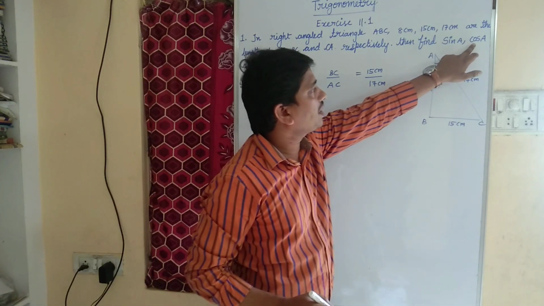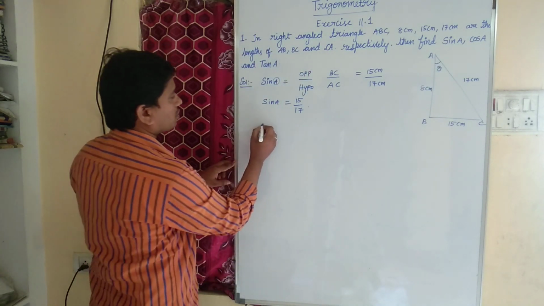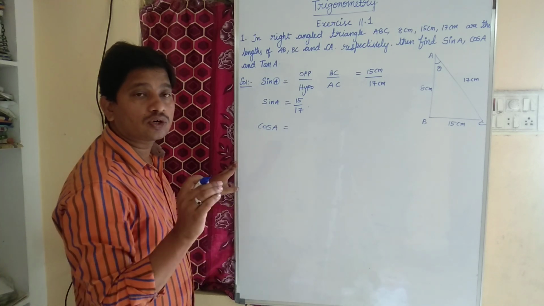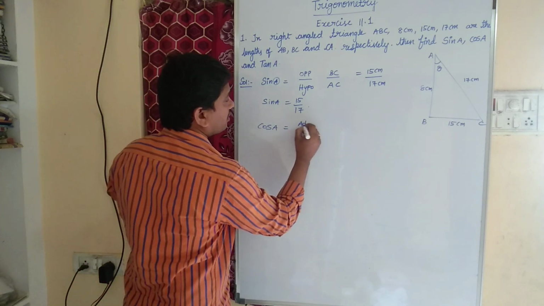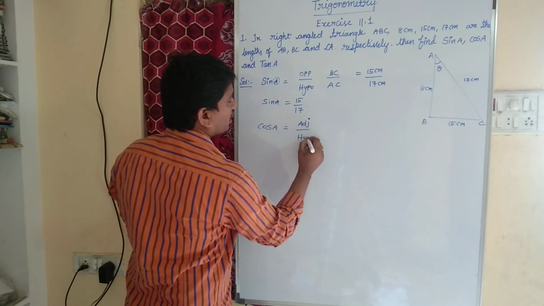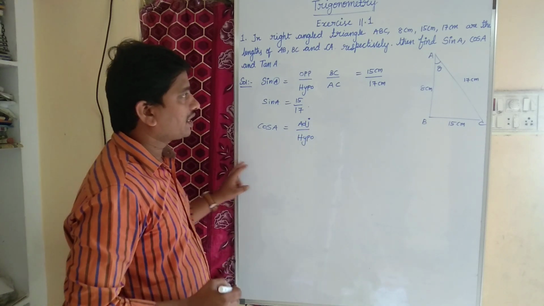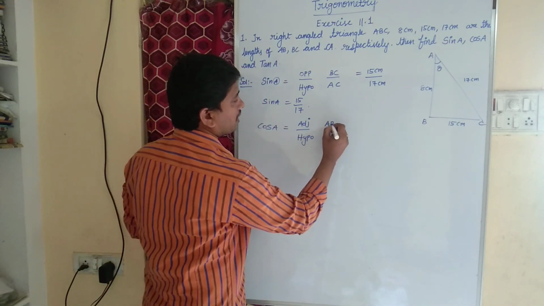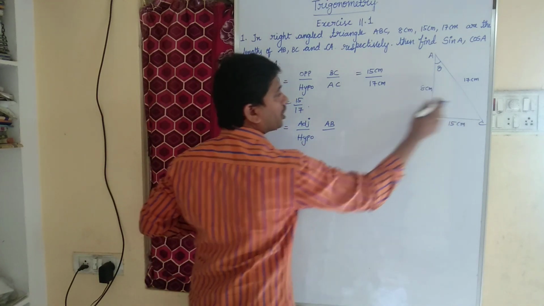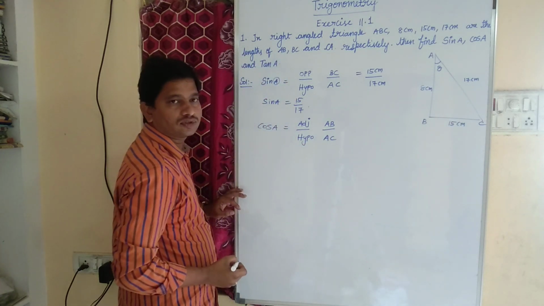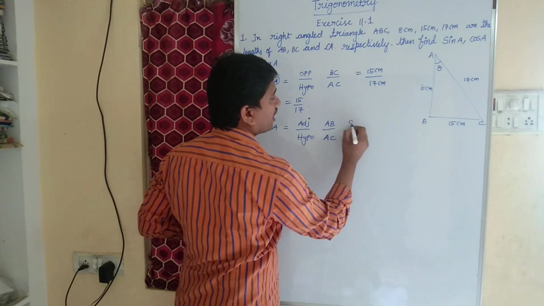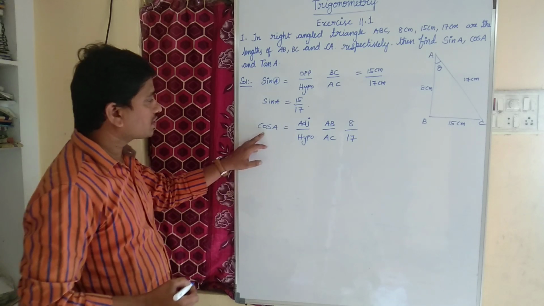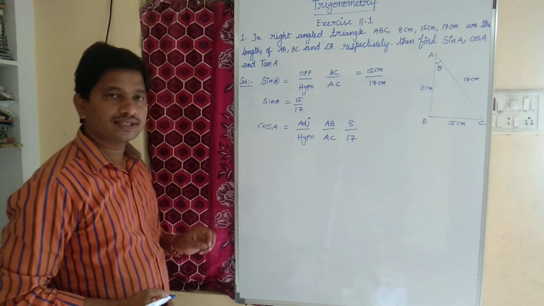Now the second one is we need to find trigonometric function, that is cos A. What is the ratio of trigonometric function cos? Cos is nothing but adjacent side by hypotenuse. With respect to A, adjacent side is AB and hypotenuse is AC. What is AB, children? AB is 8 centimeter and AC is 17 centimeter. So what is cos A? Cos A is 8 by 17.